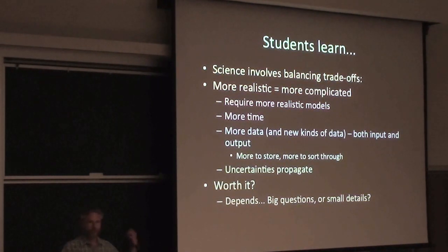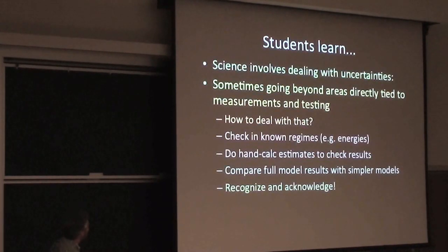Okay, so the worth it question is a big one. Is it really worth the extra work it takes to increase that accuracy a little bit more? Where are my uncertainties? If I have a big uncertainty at the very beginning and I don't really know how energetic this thing is, then it's probably not worth doing the very fine details over here on the other end. Those uncertainties are something that's important for students to get to understand, and then how to deal with those.